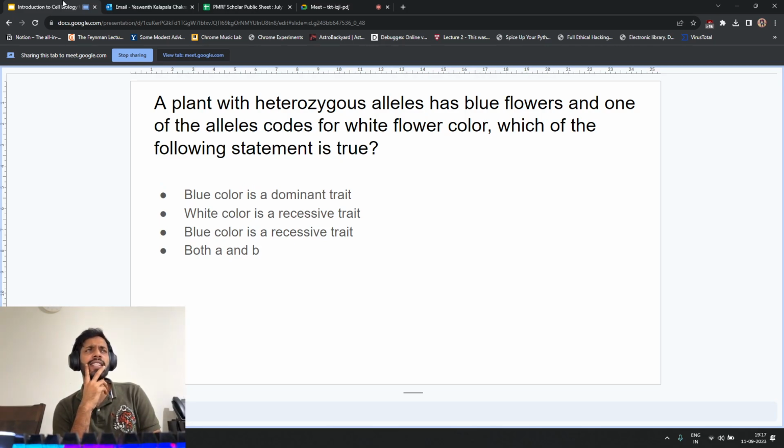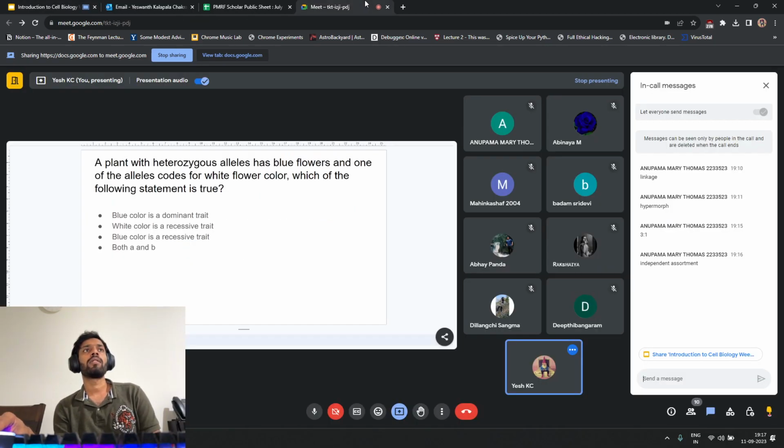The next question reads: a plant with heterozygous alleles has blue flowers, and one of the alleles codes for white flower color. Which of the following statements is true? Blue color is dominant trait, white color is recessive trait, blue color is recessive trait, or both A and B, wherein blue color is dominant and white color is recessive, or true. So, what do you guys think?